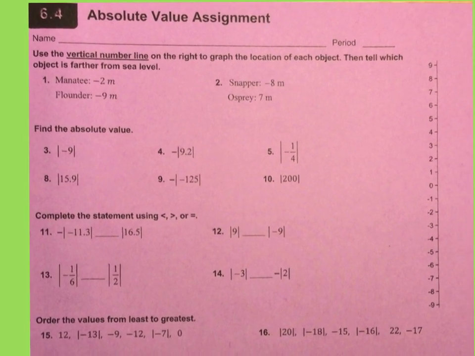A couple of things I want to show before we get going: we've included a number line that runs vertical here to help you out if you need it. And sometimes you do need that. So here we go. Let's take a look at number 1. It says, use the vertical number line on the right to graph the location of each object, then tell which object is farther from sea level. So we're going to say sea level is right here, guys. 0 is like, if I was going to draw a picture, the ocean waves would be right there.